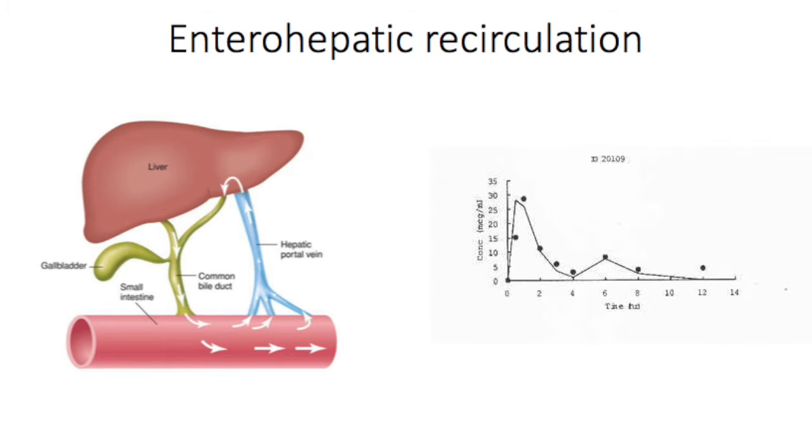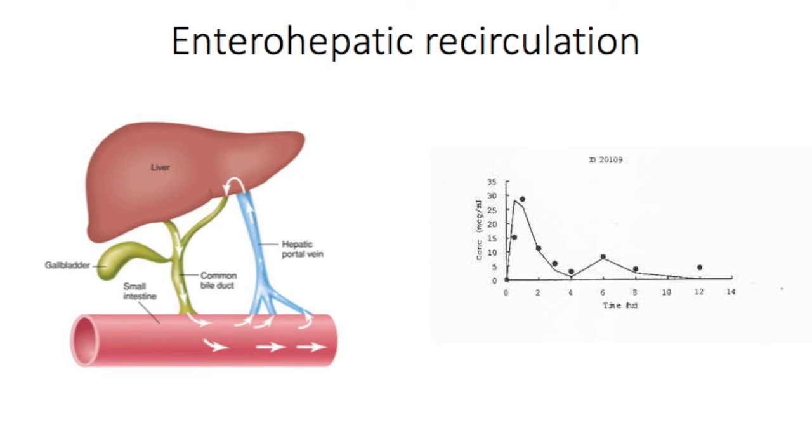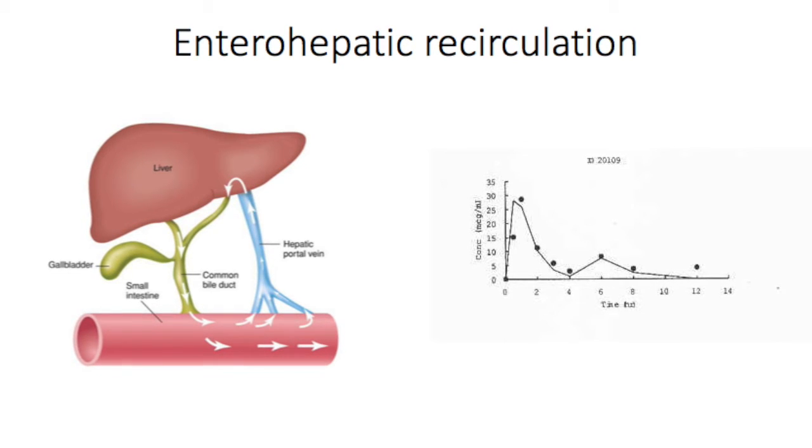Here we have a figure illustrating what happens when drugs are excreted via the bile. First, we see drug disappearing from the plasma as it accumulates in the bile.